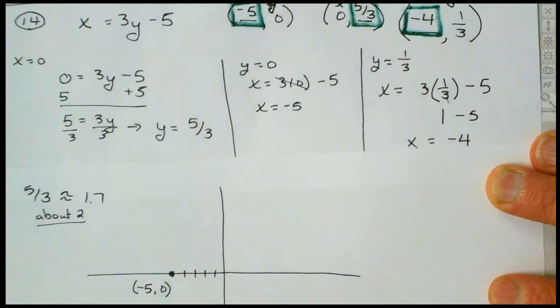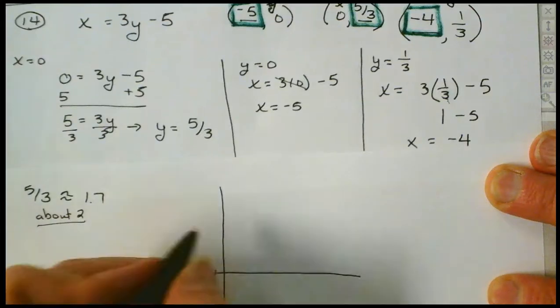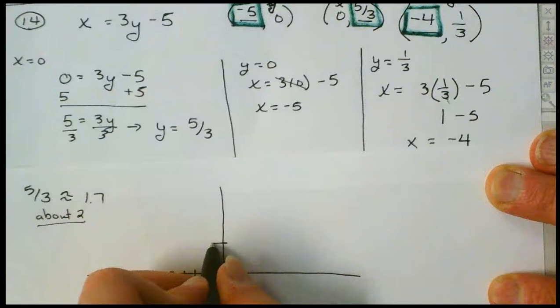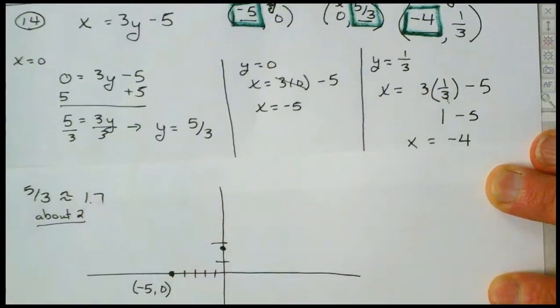It's closer to 2 than it is to 1, so we're going to go a little bit above what I think is about 1.5. So we're at 0 and about, give or take, 1.5. So I'm going to plot it right about there. That's about the best I can get for that point.